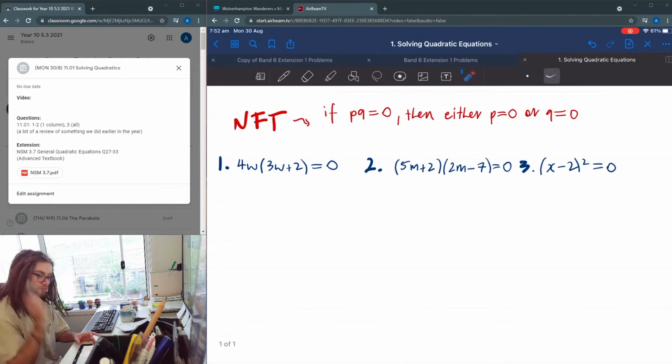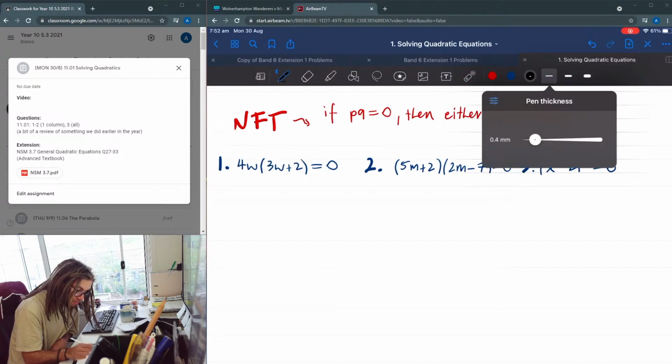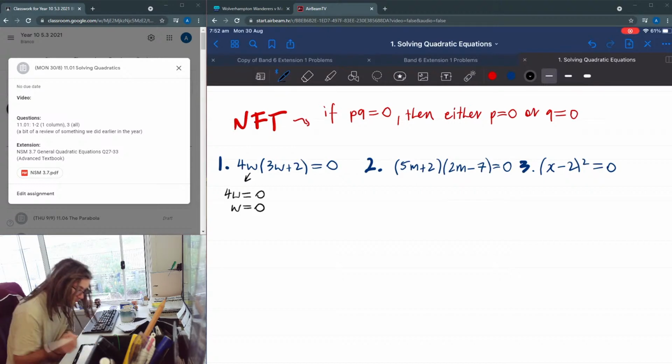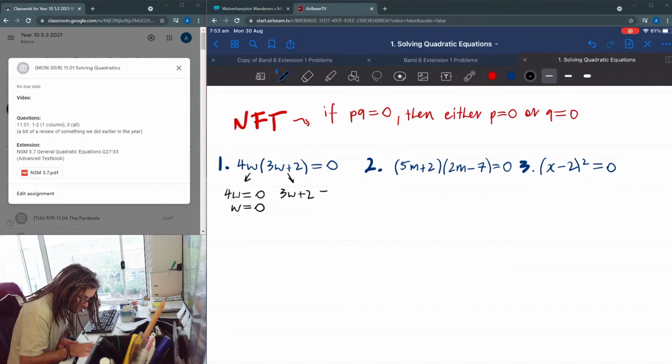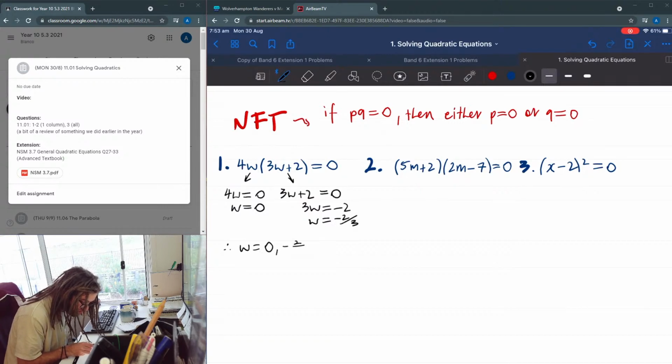So what I do is I pretend that one of them equals 0. I like to normally draw arrows. So I pretend that equals 0. That means 4w would have to equal 0, which means w has to equal 0. Or this equals 0, and then I solve that. So move the 2 over. W equals minus 2/3. And that's done. So therefore, w equals either 0 or negative 2/3.